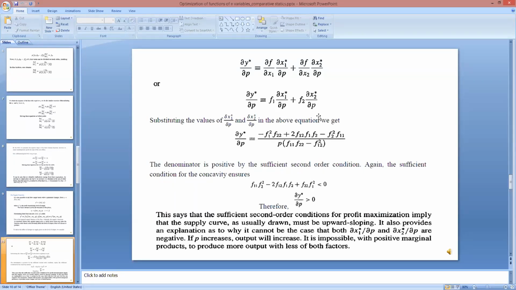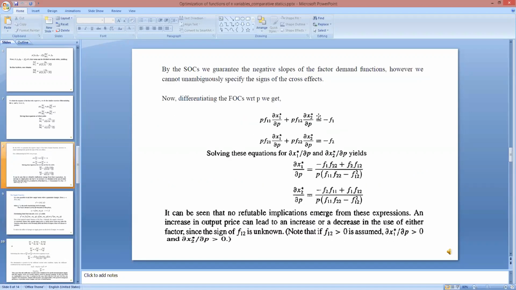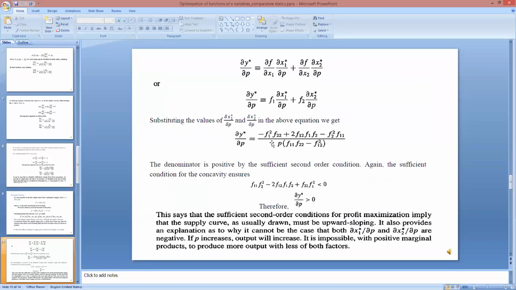If we do this, the LCM is p into f11 f22 minus f12 square. Again, I am going back. This is the denominator, p into f11 f22 minus f12 square. And try to remember the numerator is like this: minus f1 f22 plus f2 f12, minus f2 f11 plus f1 f12. So this is the structure. All these elements are coming here.